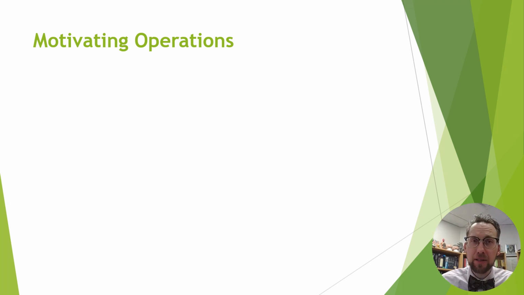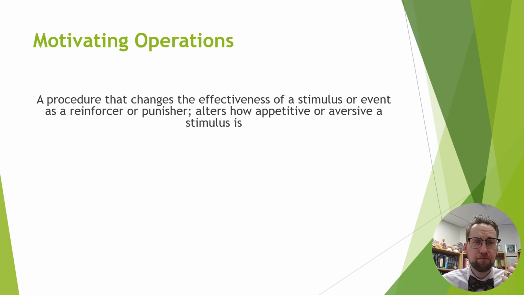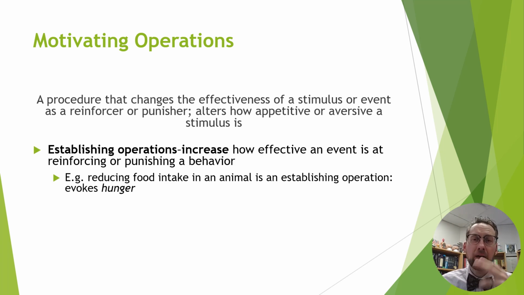What about motivating operations? Motivating operations are procedures that change the effectiveness of a stimulus or an event as a reinforcer or punisher. So in other words, motivating operations alter how appetitive, desirable, or aversive, undesirable, a stimulus is. I'll give you examples because I know that can be a little abstract. We distinguish two processes. There are establishing operations, and establishing operations increase how effective a specific event is at reinforcing or punishing a behavior.